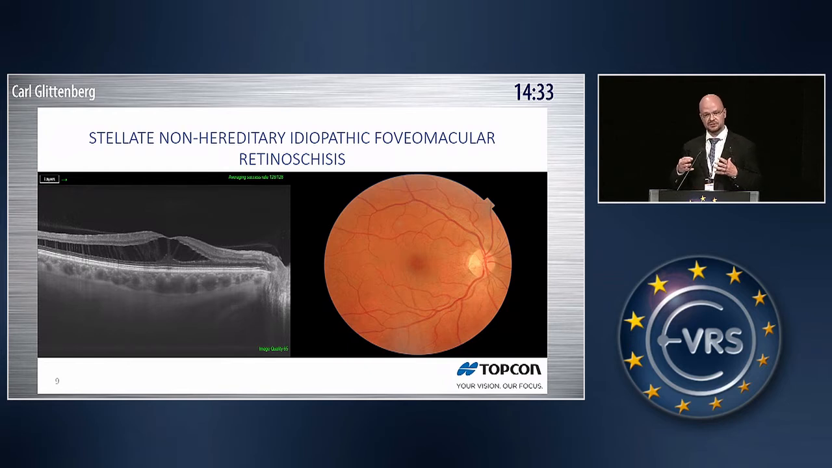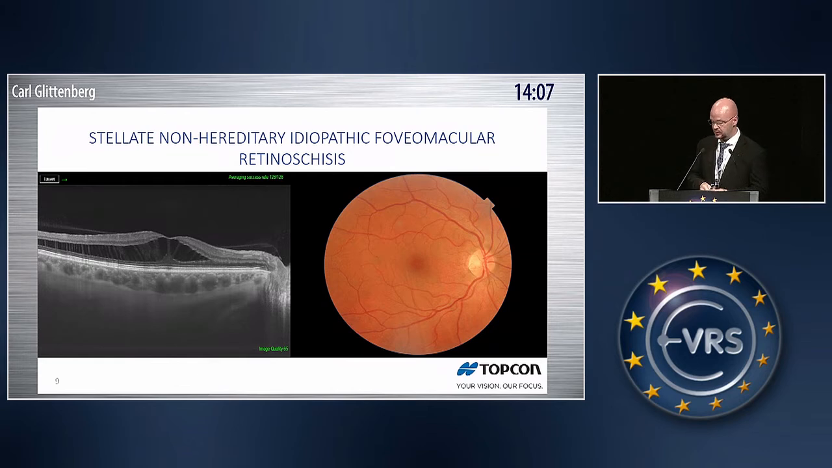But it can also be used in a different scenario. This is a patient that came to my clinic with a stellate non-hereditary idiopathic foveomacular retinoschisis, or SNIFR patient. As you know, these patients sometimes have a relatively high visual acuity, and I wanted to know why, because I saw there's a strong retinoschisis, and I was very surprised about the visual acuity. But you can see the Mueller cells as they're being stretched upward.